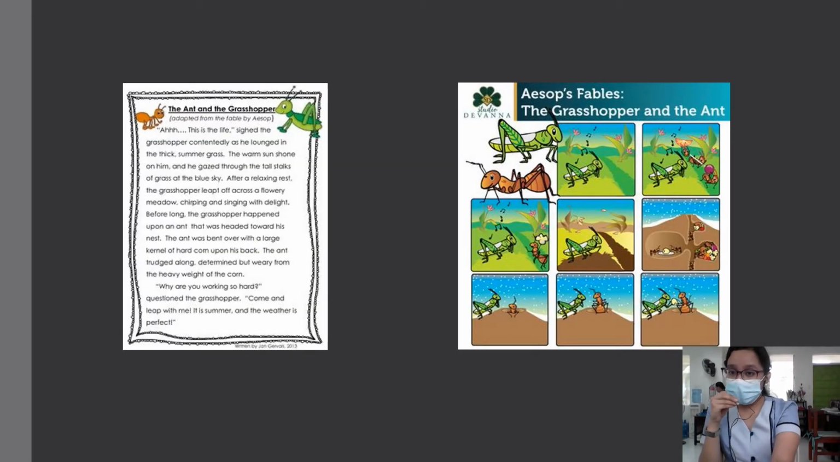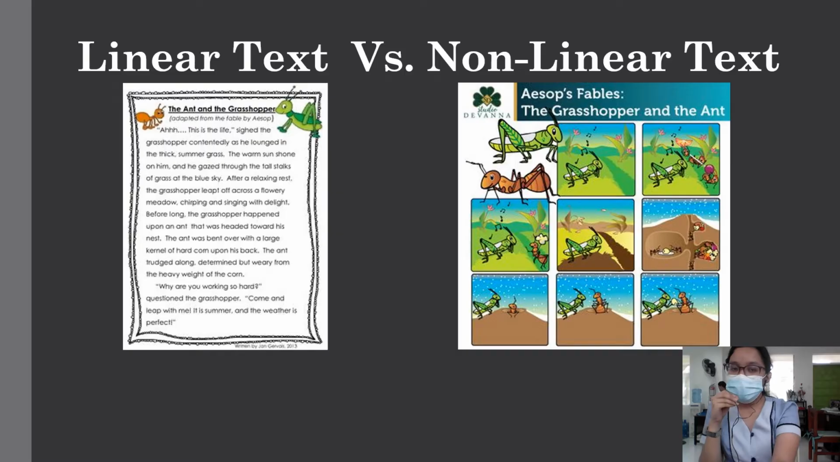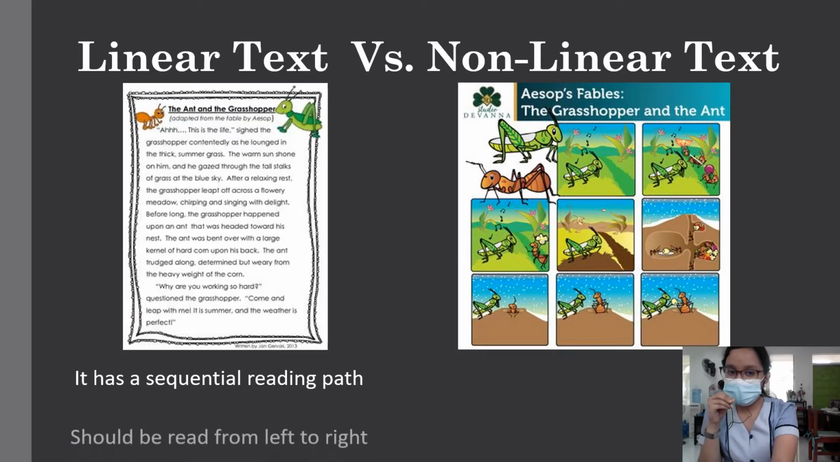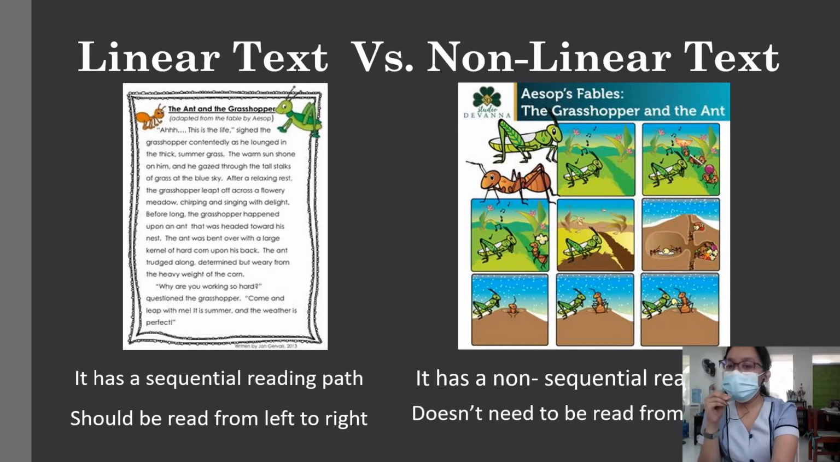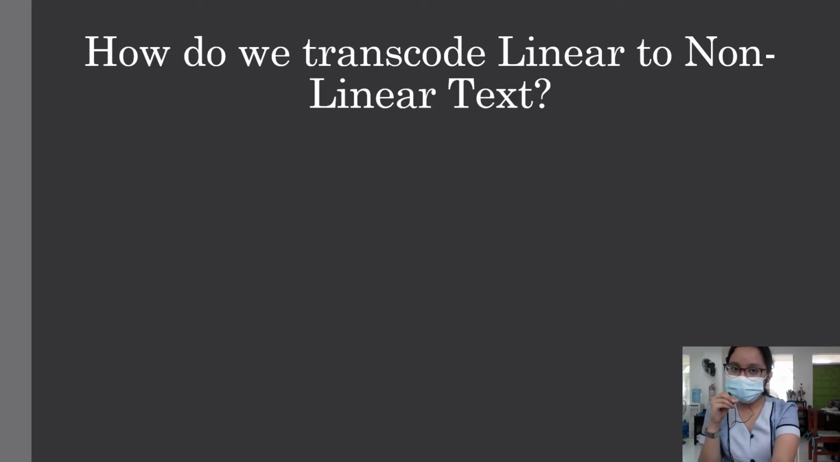So let us compare those two. Linear text, for you to be able to master it, okay, I want you to look at the screen. You see, there is a paragraph. Versus non-linear text, you see, there are just a couple of pictures there. It's not written in a traditional manner. So a linear text has a sequential reading path. It should be read from left to right. While non-linear text is non-sequential and doesn't need to be read from beginning to the end.